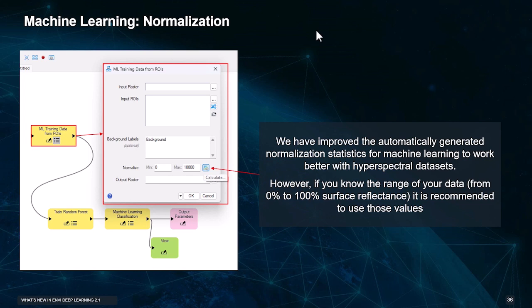The only caveat here is about the normalization statistics. If you pre-processed your data and you know it goes between 0 and 10,000 for 0 to 100% surface reflectance, I always recommend that you just use those values. This is a fix to help make some data sets work, but if you know what the normalization values should be, then I always recommend that you use those. So, a small but important change here.